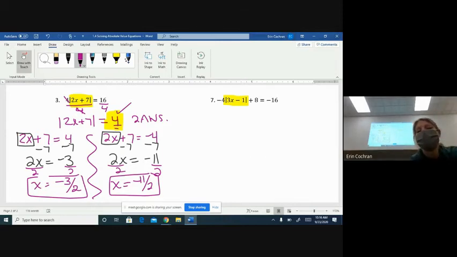Well, let's think about this. If I just had a problem like negative 4x plus 8 equals negative 16, what would I move first? The 8. We always, always, always move the constant first. The coefficient, when you're multiplying it, you always do that last. So how would I move that plus 8 over? Minus 8.